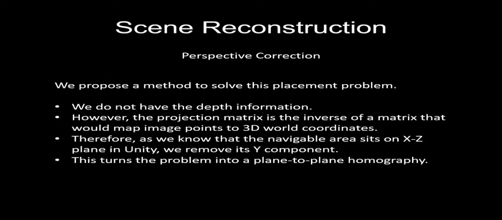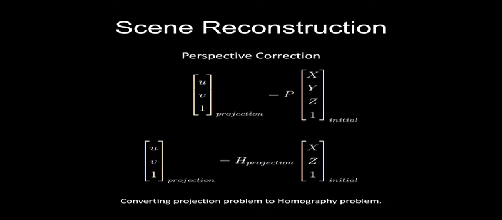However, the projection matrix is the inverse of a matrix that would map image points to 3D world coordinates. Therefore, as we know that the navigable area sits on the XZ plane in Unity, we remove its Y component. This turns the problem into a plane-to-plane homography. We obtain the projection from 4-point correspondences. Corners of image and the model are in their respective spaces.